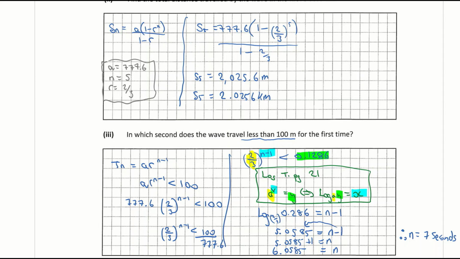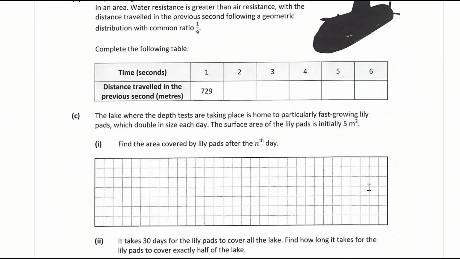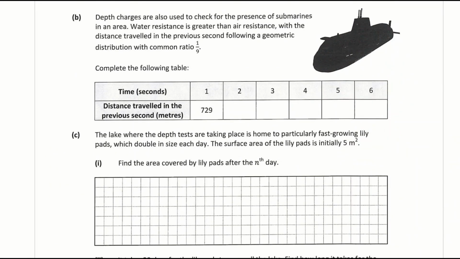Okay, so that is part A, parts 1, 2, and 3. Now scrolling down to the next page for part B. And it's saying that depth charges are also used to check the presence of submarines. Water resistance is greater than air resistance, with the distance travelled in the previous second following a geometric distribution with a common ratio of 1/9. Complete the following table.